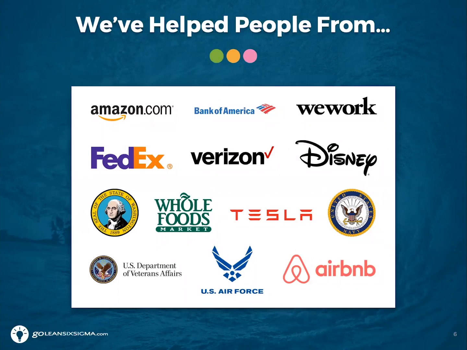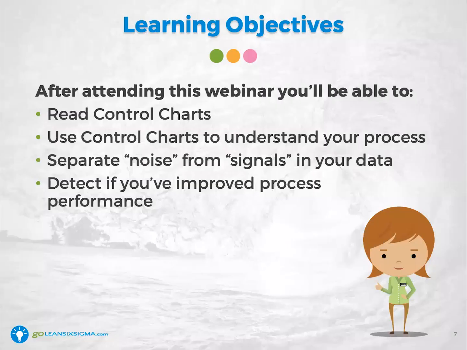So more on benefits later, but first let's review our objectives for today. After attending this webinar, you're going to be able to read control charts. You're going to be able to use control charts to understand your process. You're going to be able to separate noise from signals in your data. And you're going to be able to detect if you've improved a process, improved process performance.